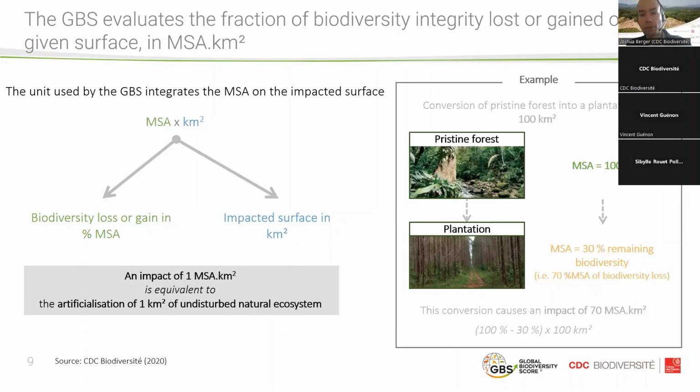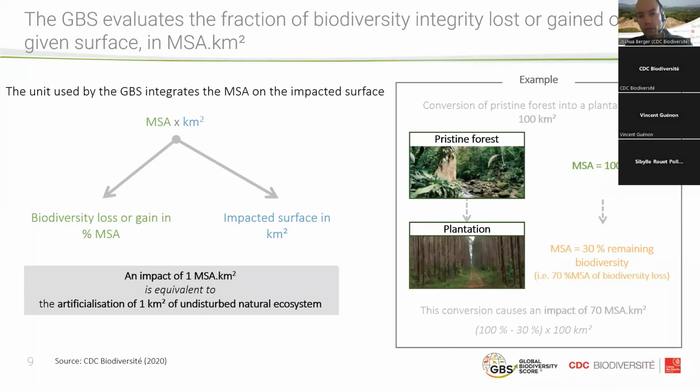On the next slide, you've got the MSA in percent, and then you have a surface over which it applies. And so we conduct a spatial integration, and we end up with MSA square kilometers or MSA hectares, etc. And so a loss of 1 square kilometer MSA, an impact of 1 square kilometer MSA in the gray box, is equivalent to the artificialization of 1 square kilometer of undisturbed natural habitat into, for instance, a lifeless parking lot with 0% MSA.